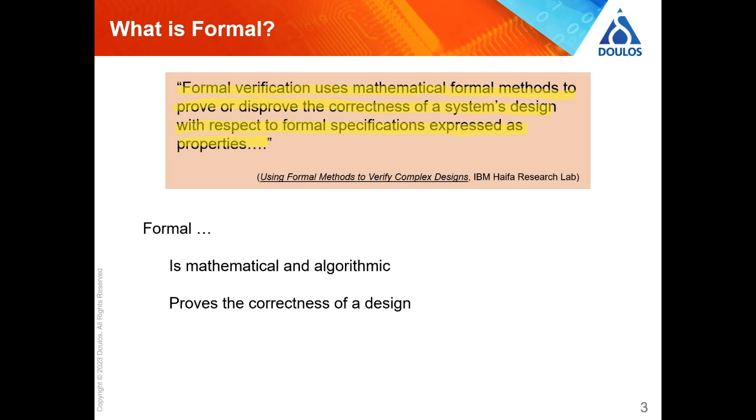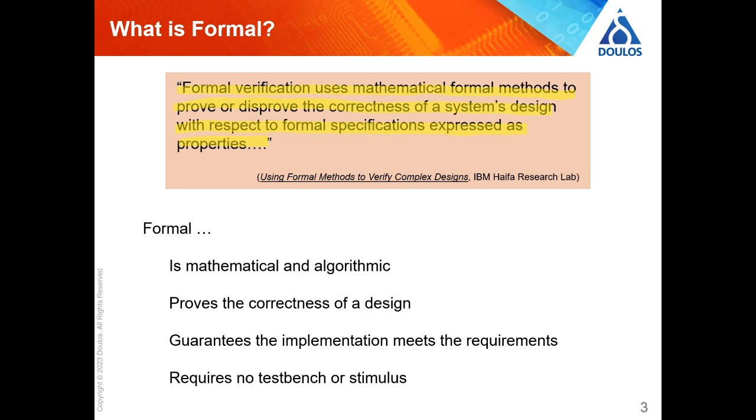Unlike simulation, because formal traverses through the design space mathematically, it no longer needs to have a test bench or input stimulus provided because it's going to go through it in its own way. And finding a proof or a counterexample is a really powerful witness of a design's behavior, since formal must traverse through the entire space to actually get to its conclusion. So provided you've written your properties correctly, you can actually guarantee that your implementation meets your design requirements.